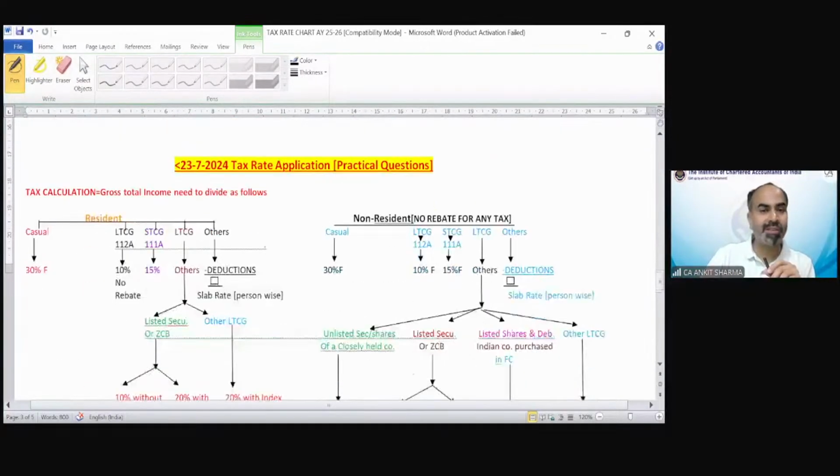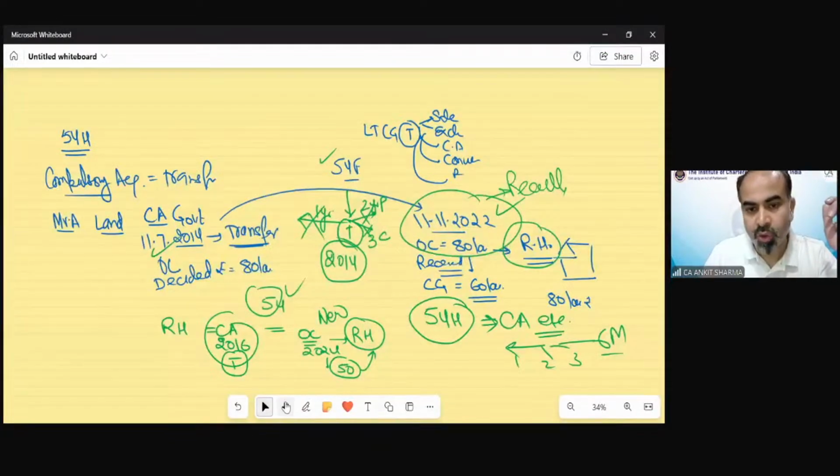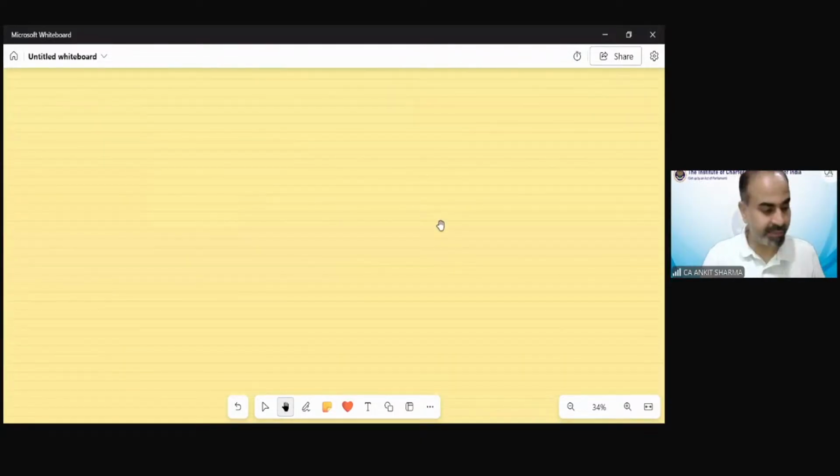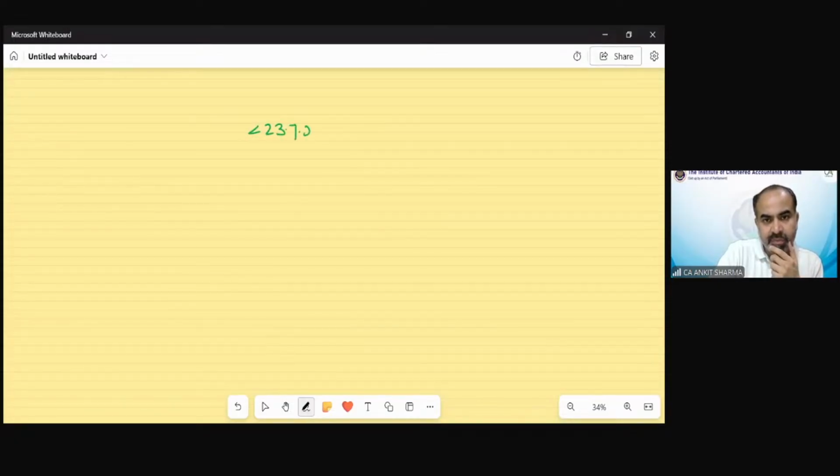Now moving on to understand how we need to calculate the gain practically. So let me tell you, the chart is there, but I want to prepare this chart again on this whiteboard or yellow board, so you would understand it more clearly. So suppose the question asked is before 23rd July 2024, and it is for a resident, if the question is for resident assessment.